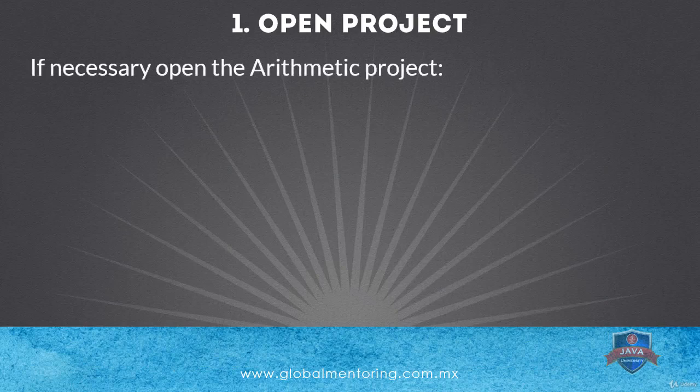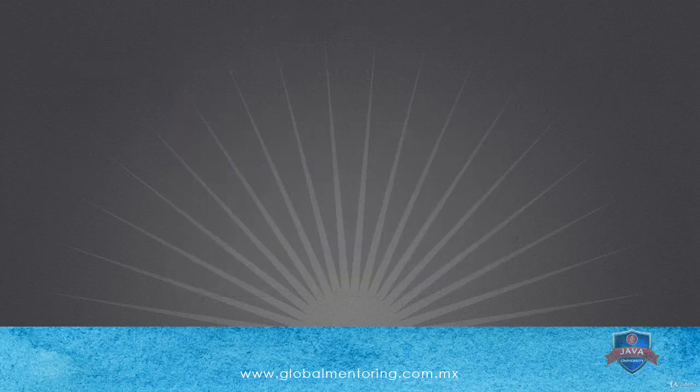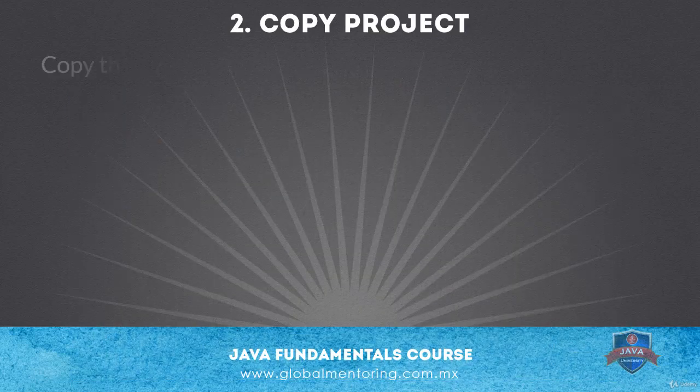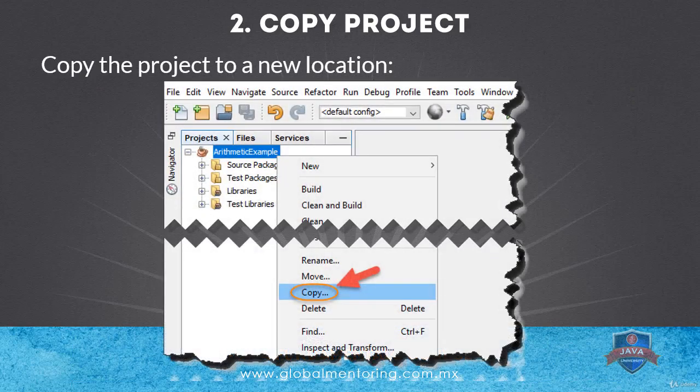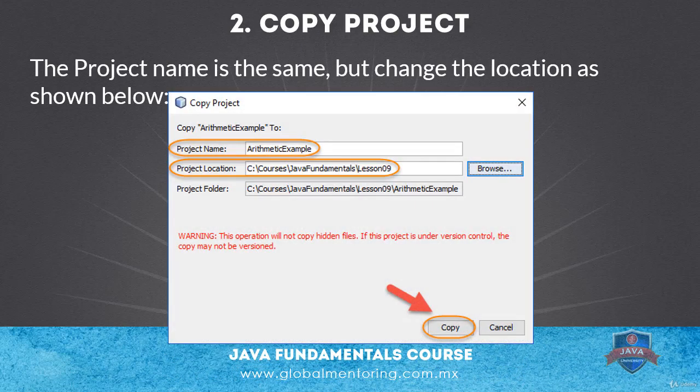So open the arithmetic project: click on File, Open Project, Lesson 8, Arithmetic Example, and click on Open Project. Copy the project to a new location, so right-click on the project and click Copy. The project name is Arithmetic Example, and the location is Lesson 9, and click on Copy.